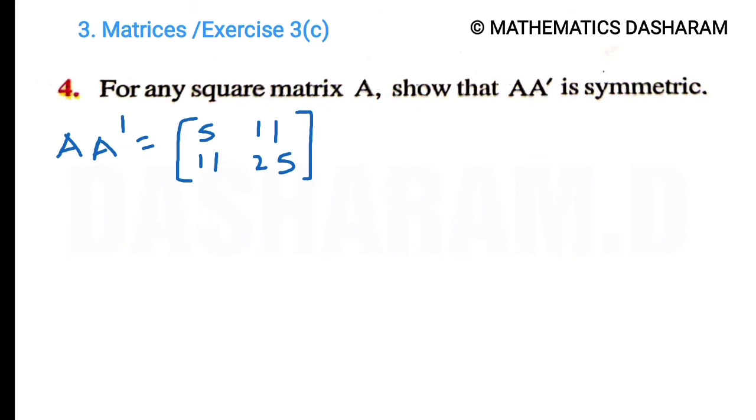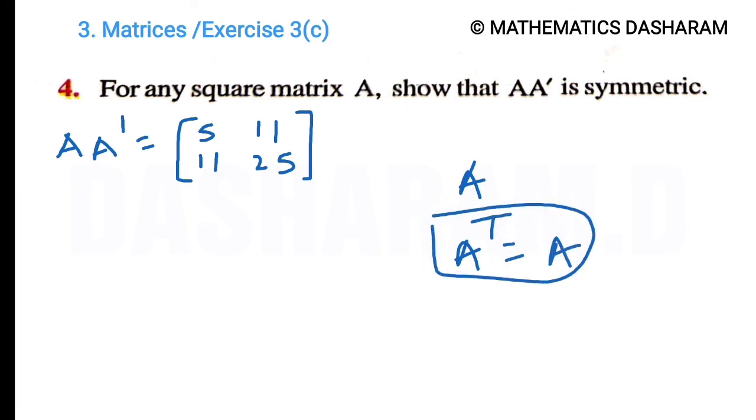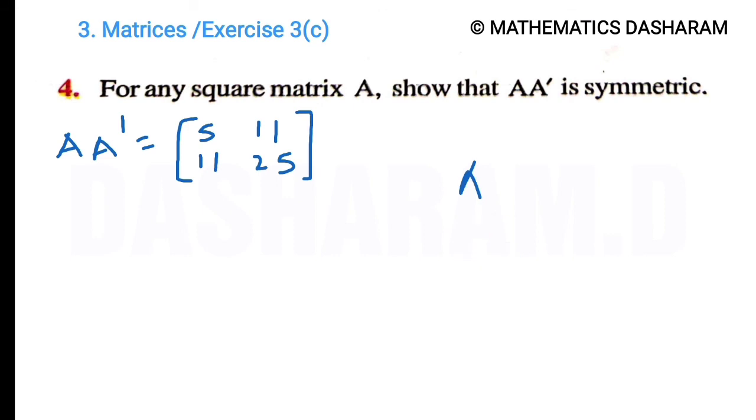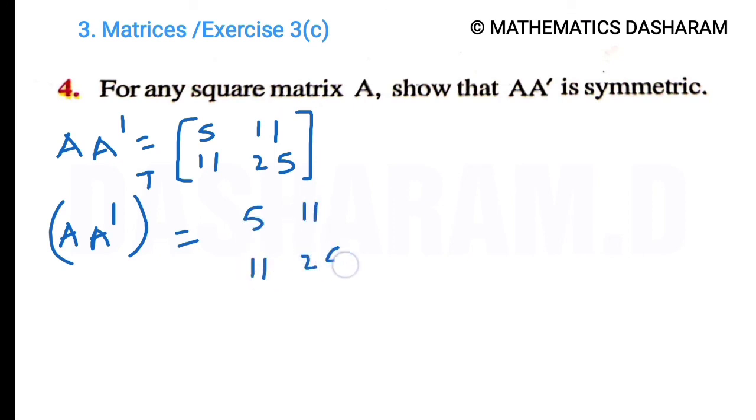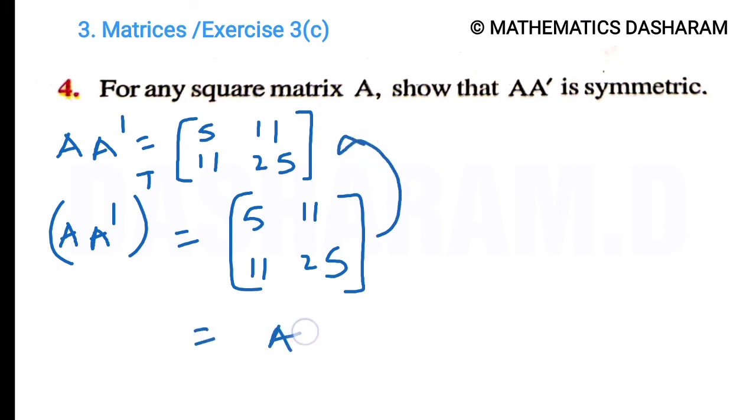Now we need to show that A A dash is a symmetric matrix. So symmetric matrix is nothing but, for example A is a matrix, so A transpose equals A, then A is called a symmetric matrix. Okay. So here also instead of A he gave A A dash matrix. So let's apply the transpose for it. So then 5, 11, 11, 25. See, it is exactly equal to A A dash matrix. So A A dash all transpose equals A A dash. So definitely A A dash is a symmetric matrix.